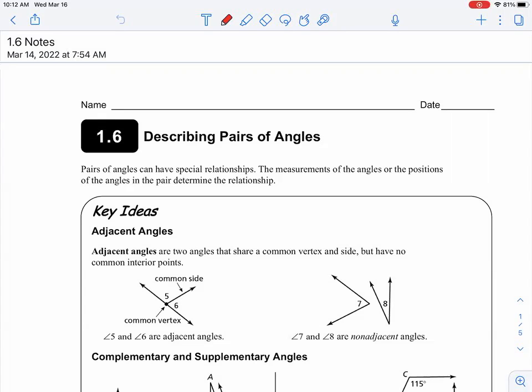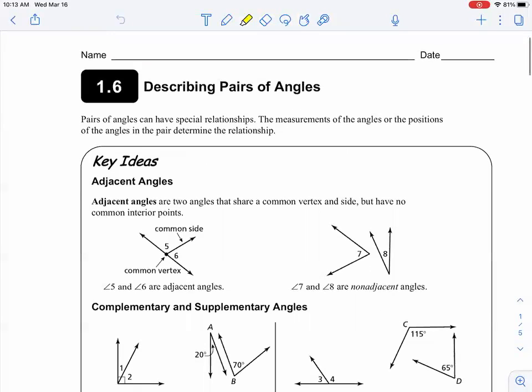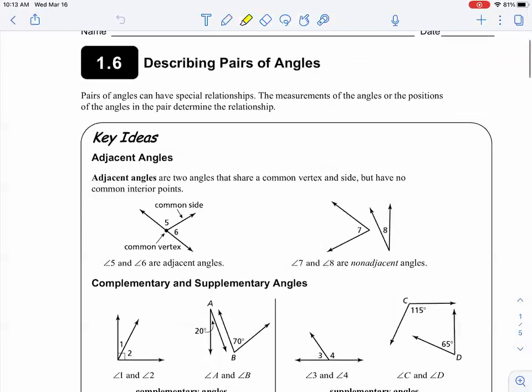1.6 is going to be a lot of vocabulary, where we're talking about different types of angles. Some of these words you may know, some you might not know. So the first type of angle is called adjacent angles. And that is a term that you've got to get familiar with, okay?